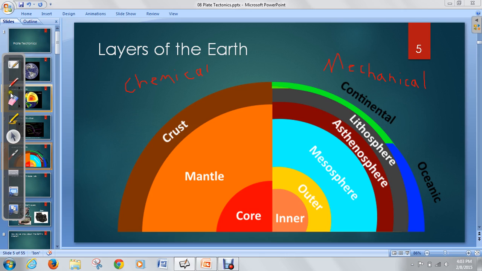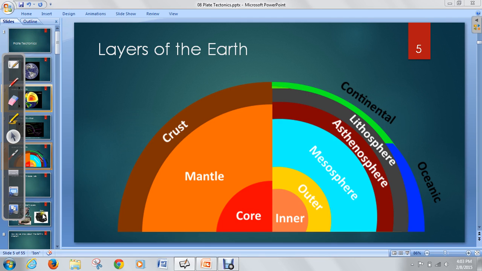So those are the layers of the Earth we want to know, and we'll understand these better as we move on and talk about plate tectonics, and we'll understand why we separate them. But for now, you just want to know where they're at, what they're like, and how big they are, so that we can think about these when they come up later in the chapter.